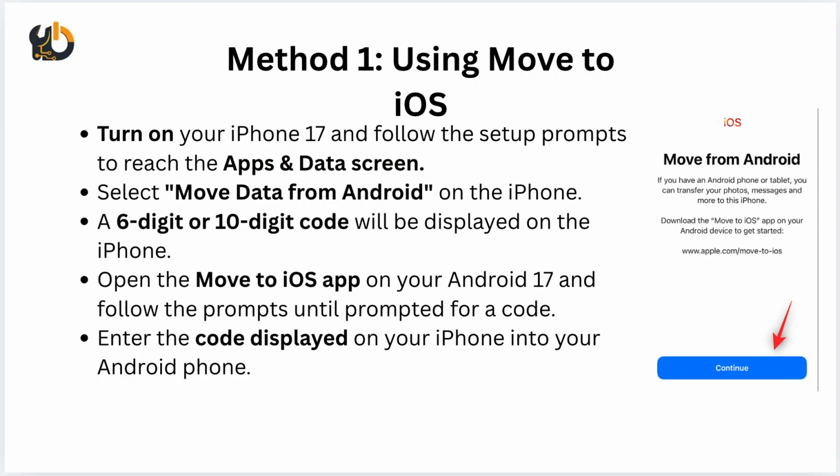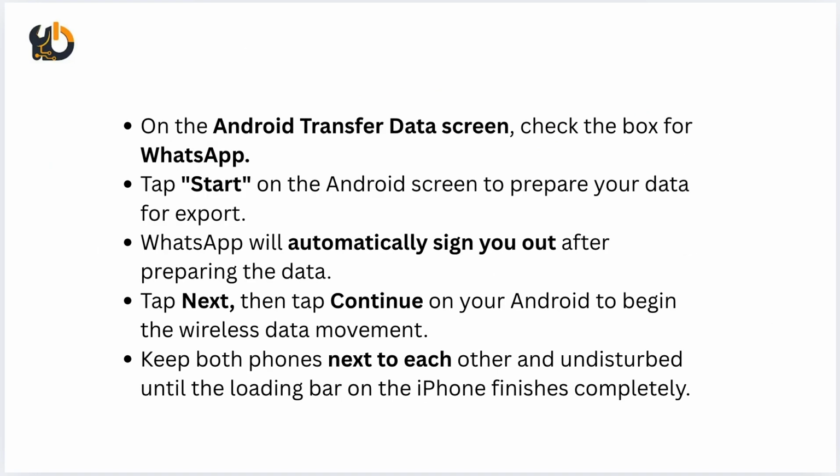Open the Move to iOS app on your Android 17 and follow the prompts until prompted for a code. Then enter the code displayed on your iPhone into your Android phone. Then on the Android transfer data screen, check the box for WhatsApp. Tap Start on the Android screen to prepare your data for export.